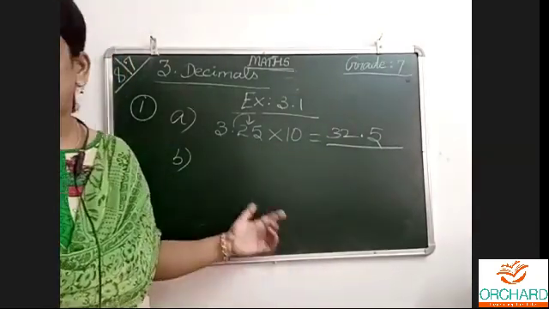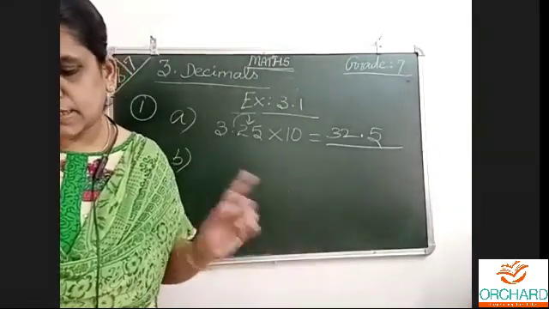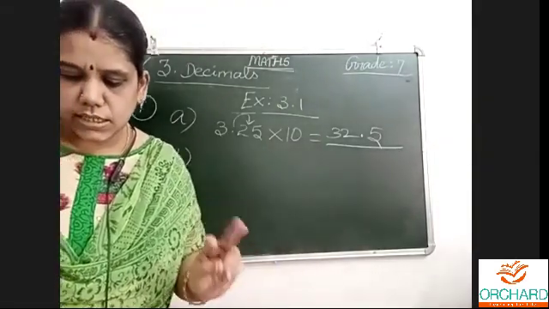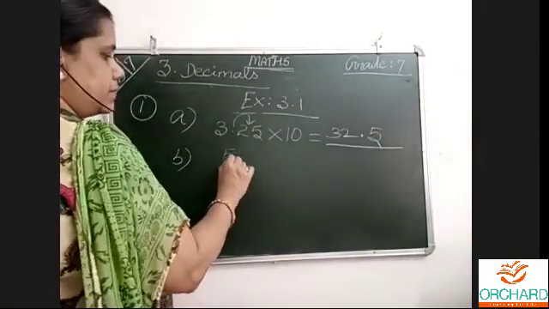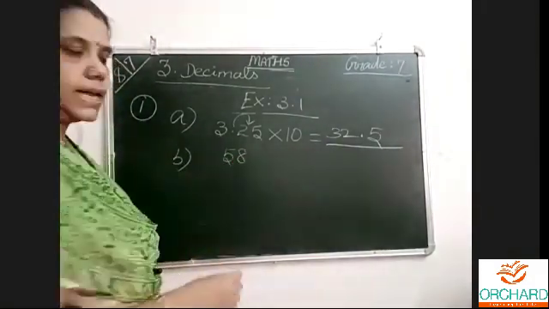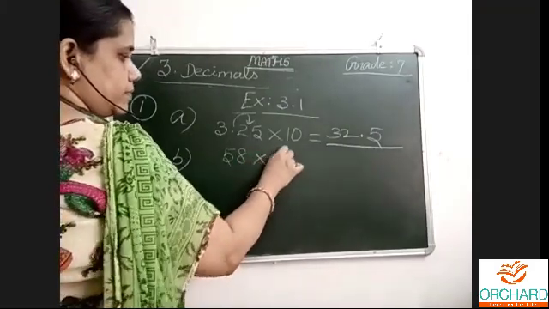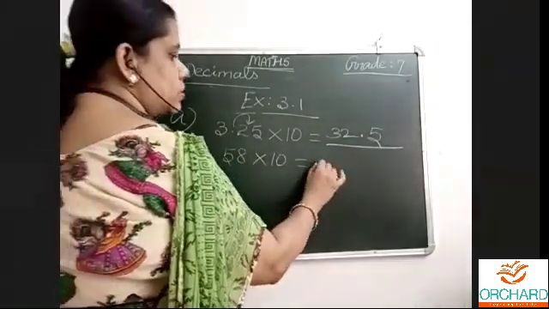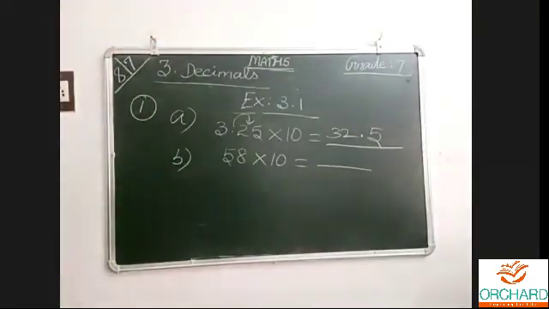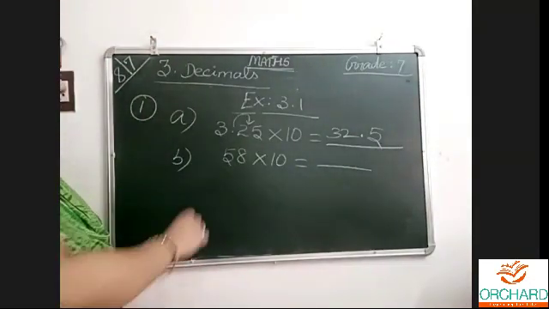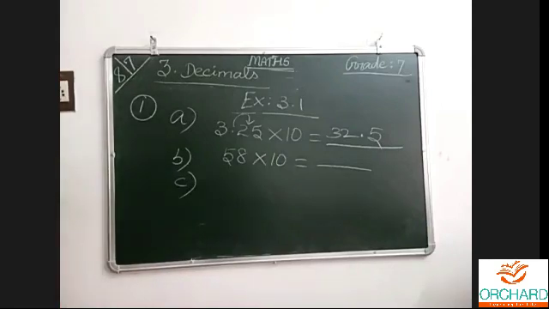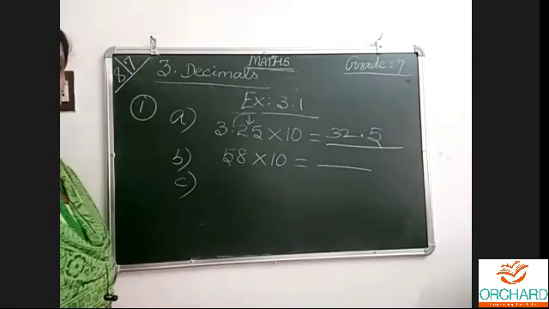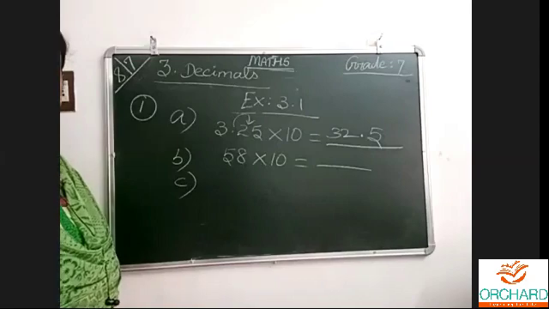Now, question B. 10 times as large as 58. Now, the number is 58. 10 times as large as a whole number. It's not a decimal number. Direct whole number. Easy. 10 times as large as. What is the answer? Type the answer.